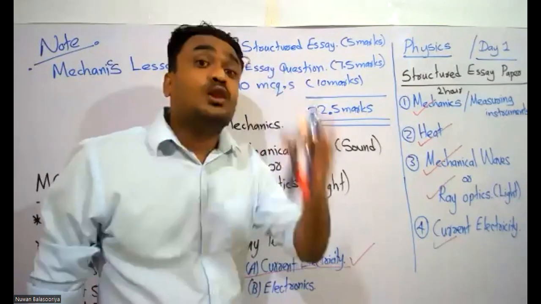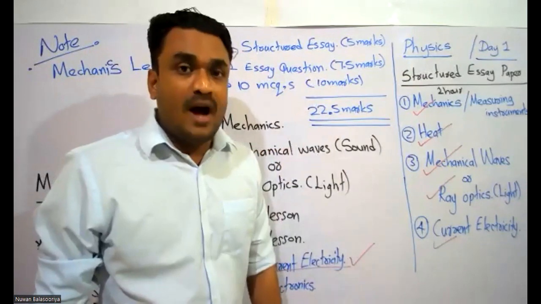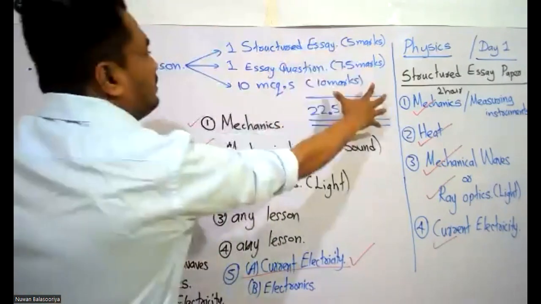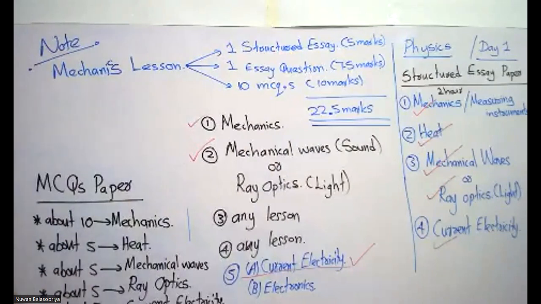25 means 1/4 of the physics paper is mechanics. 1/4 of the physics paper is mechanics. So please write this note, dear. Please write this note, everybody.